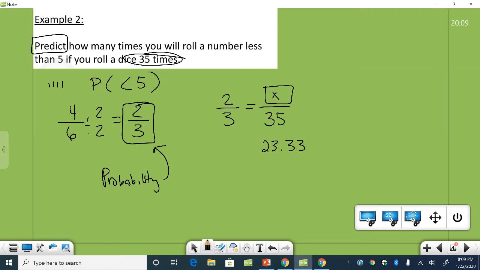And can you roll a dice 23 and then some? No. So in this case, your rounding would actually go up. So you would roll 24 times, because if you said 23, then you're actually not close to the prediction. You're closer with 24.